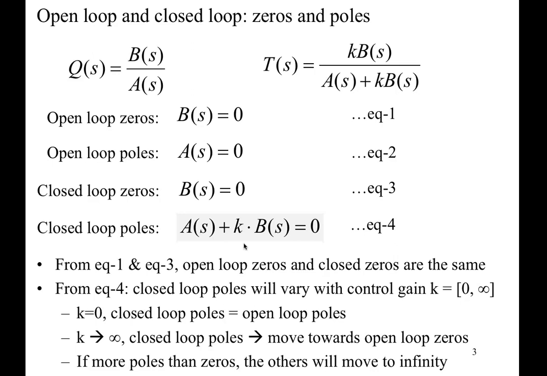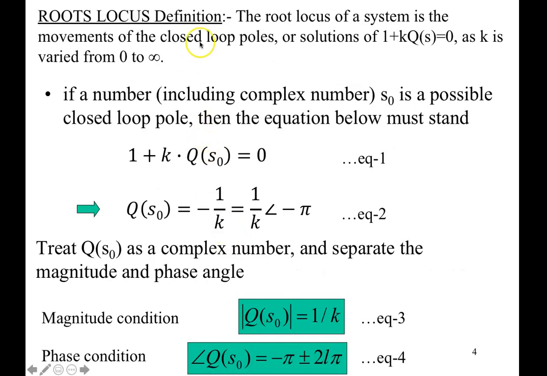They will move towards open loop zeros, but can I actually find all the other possible poles in between when k has a value or has different values? Okay, so that's the rule we are trying to work out. So I'm going to work on that and look at this definition first.